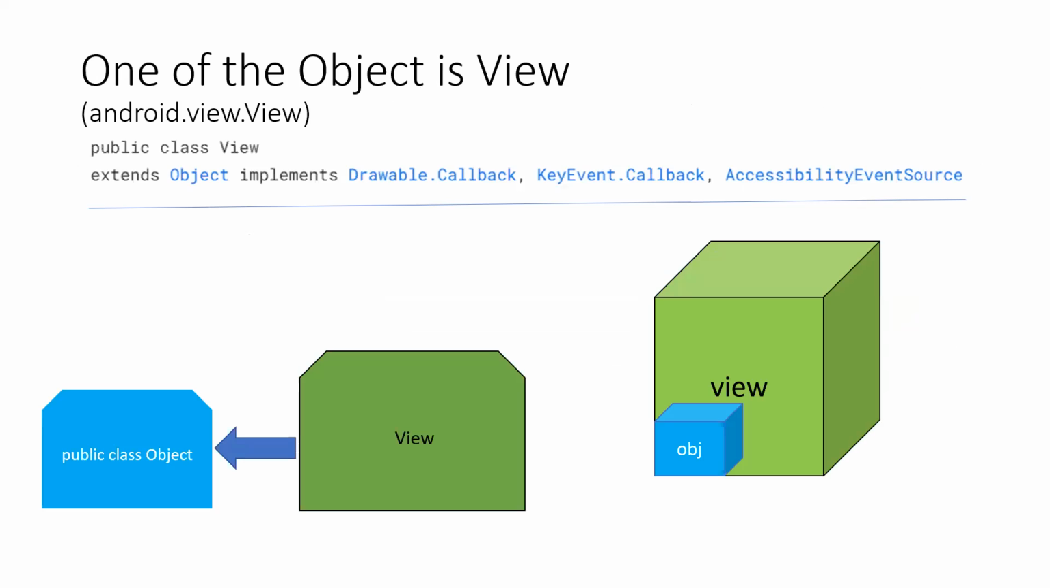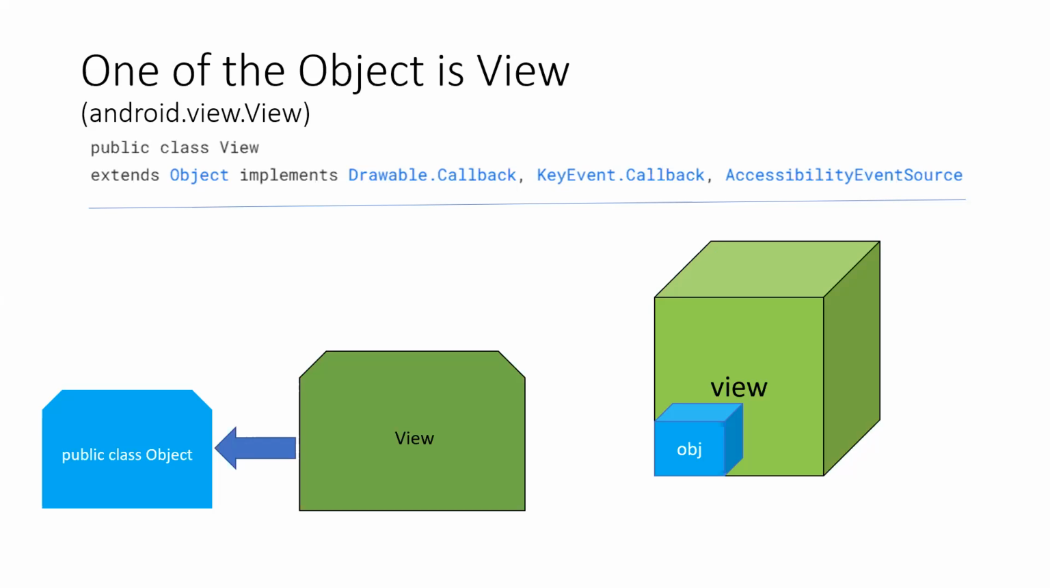This is how the signature of a view class is defined. It's a public class View and it extends Object. As we mentioned, Object is the base class and one of the immediate derived classes is this View class, among the various other immediate derived classes.